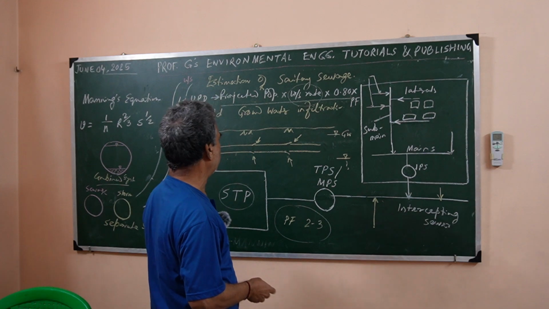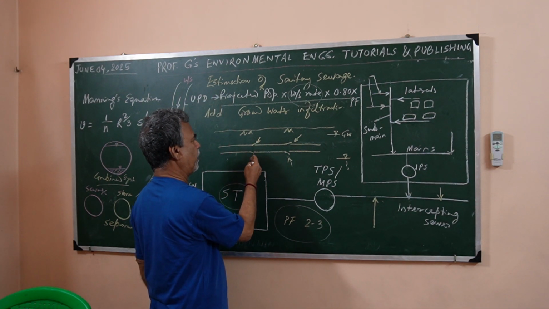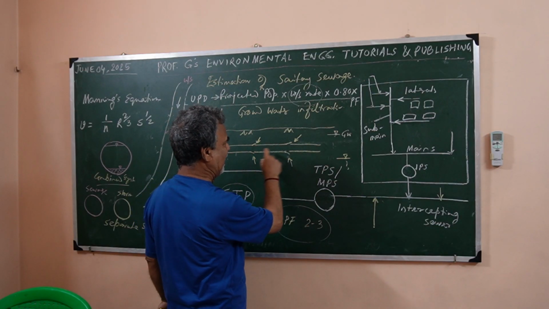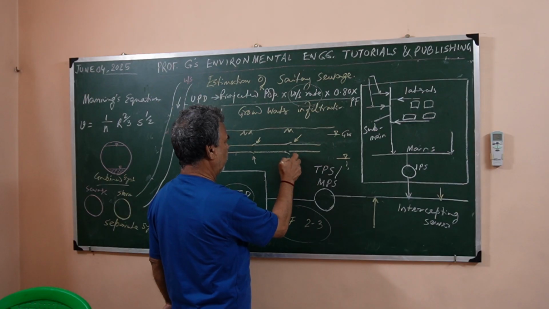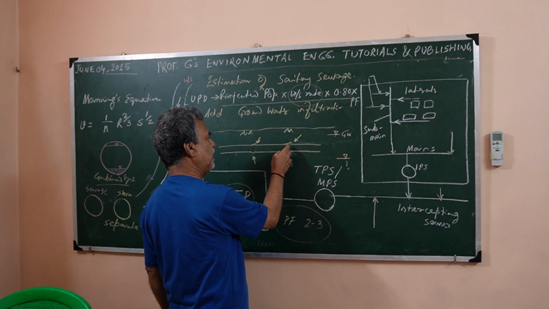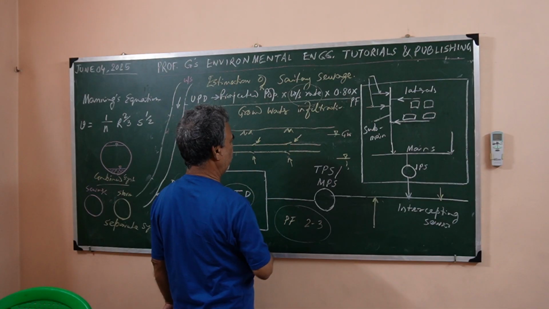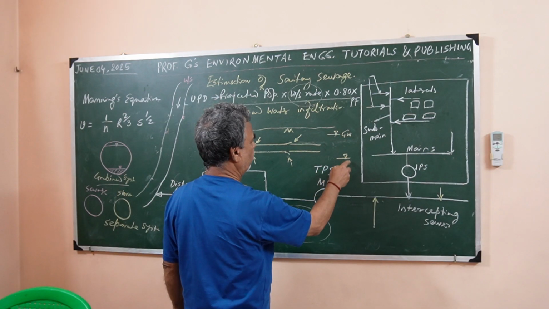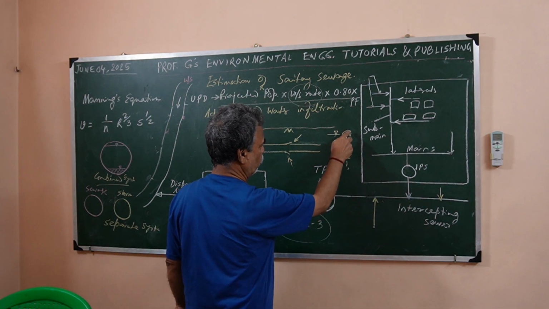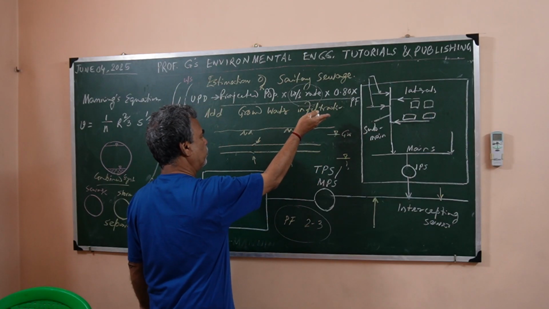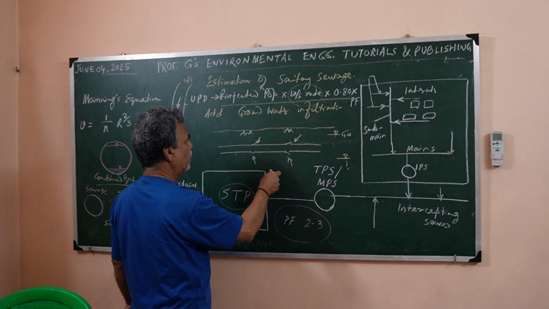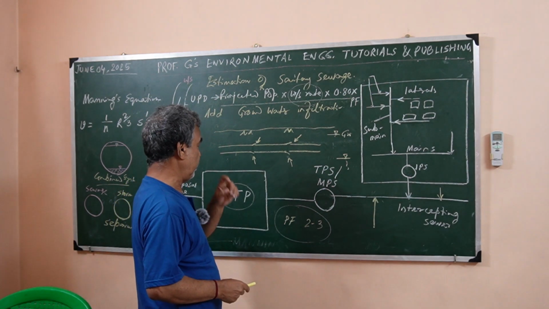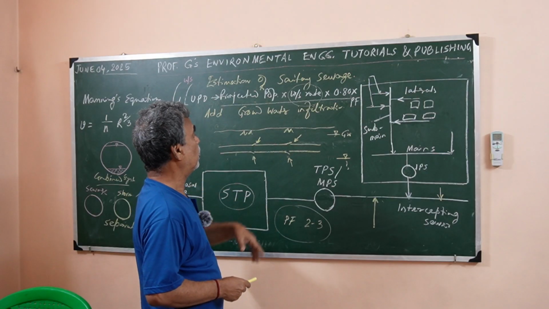As I have already told, this will depend on the quality of workmanship while laying the sewer line, and to what extent the leakage could be prevented or minimized. It also depends on the groundwater position, whether it is above or below the sewer line. This is in the CPHEEO manual. I have already discussed this, so accordingly you have to take this one.